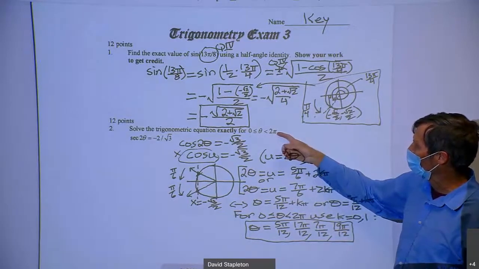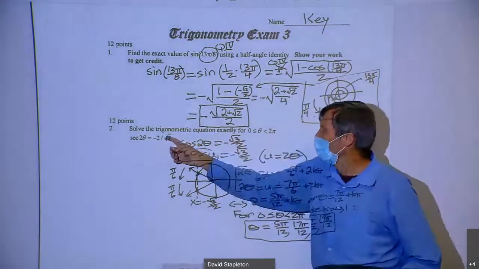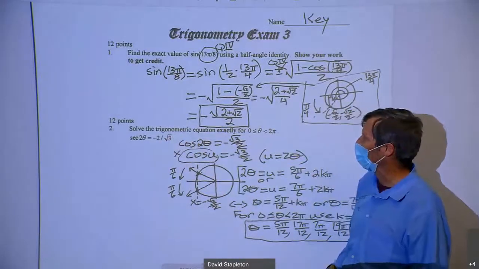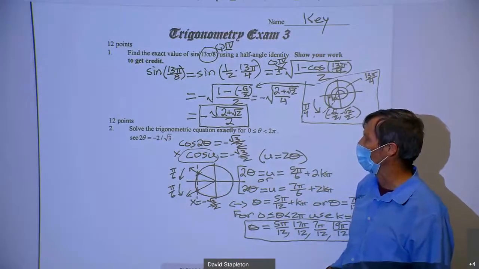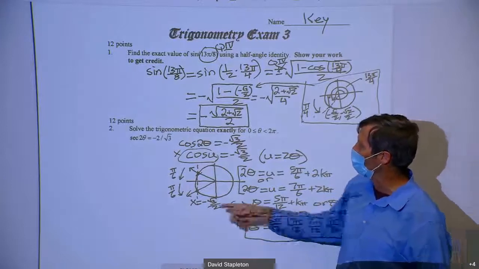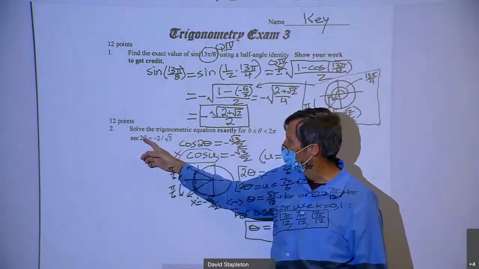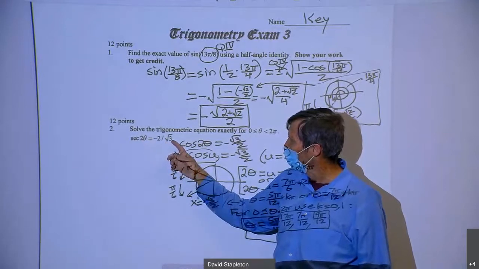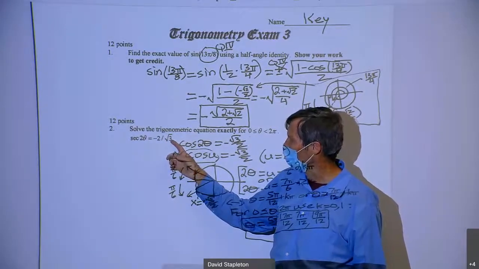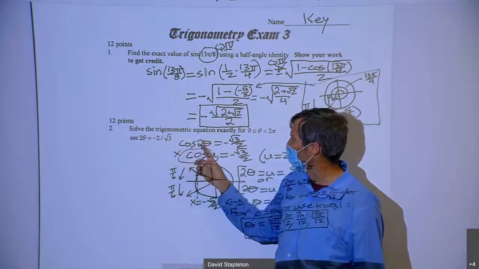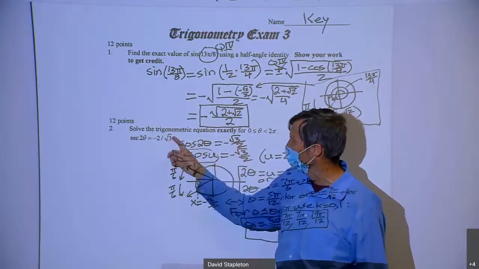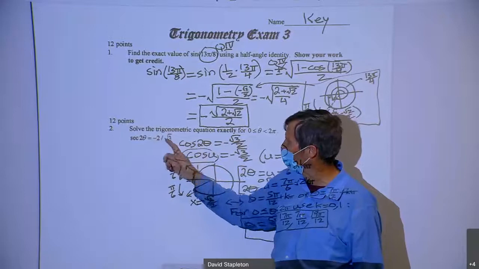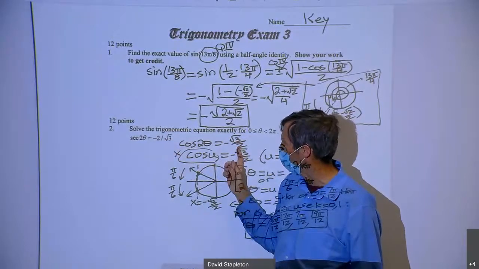Solve a trig equation exactly where its trig function equals a number, right? And I gave you the tricky case. What if it's not sine, cosine, or tangent, the ones we usually solve, but secant, cosecant, or cotangent? Secant 2 theta equals minus 2 over square root of 3. Remember, if you see a secant or cosecant, immediately write the reciprocal. Cosine 2 theta is the reciprocal of this one, minus square root of 3 over 2.